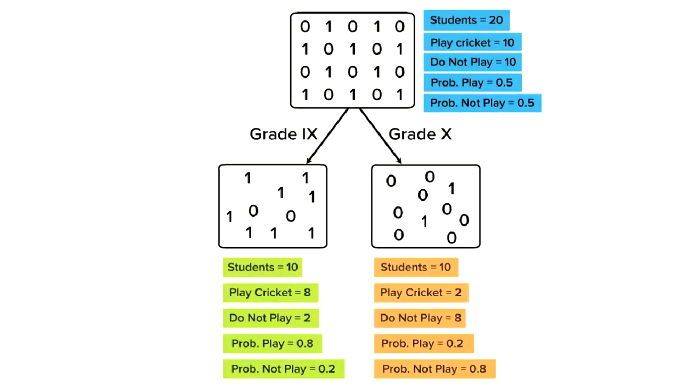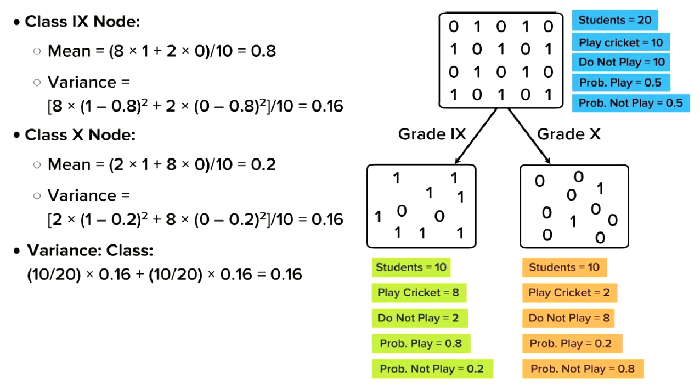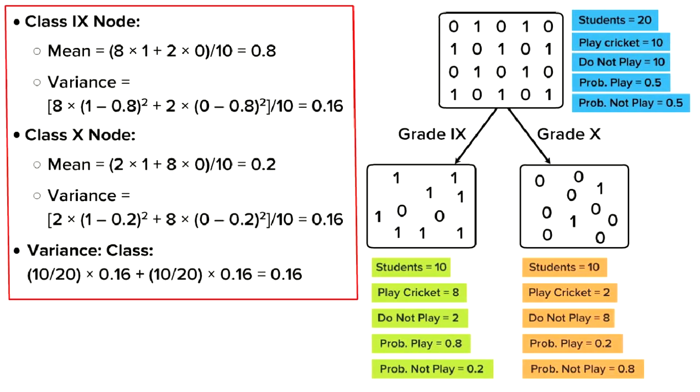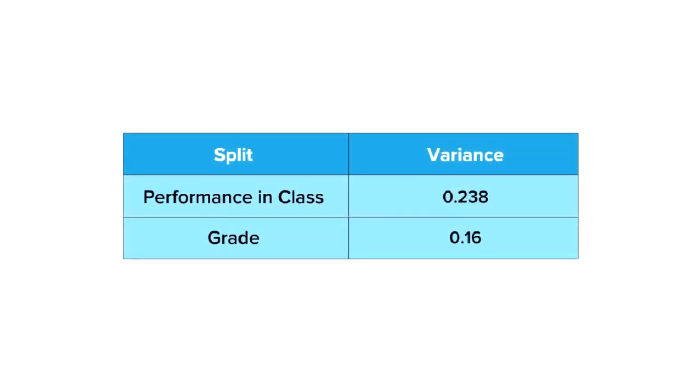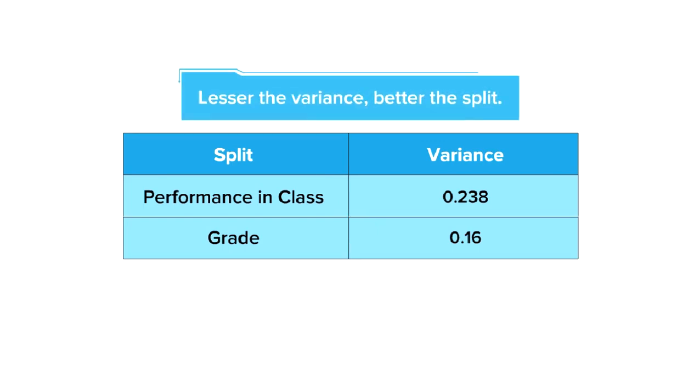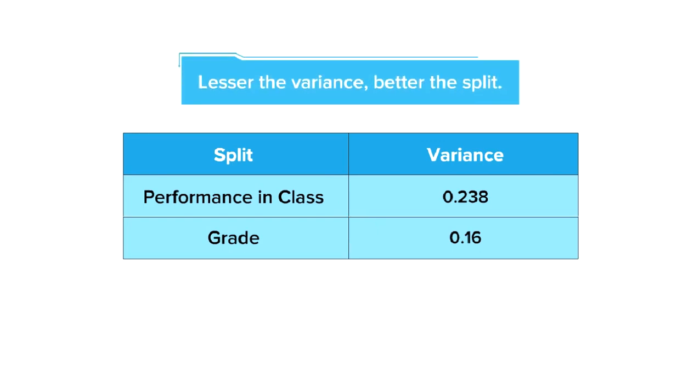Similarly, we calculate the variance for the split on grade. We have already calculated these values here, and the variance for the split on class is 0.16. We recommend you to do these calculations on your own and then compare your results with the values shown here. Next step is to compare the variance for both these splits. We got a value of 0.238 for split on performance in class and 0.16 for split on grade. Now, lesser the variance, better the split, and hence the grade will be a better split in this case. And hence, the first split will take place on the basis of grade of the students.